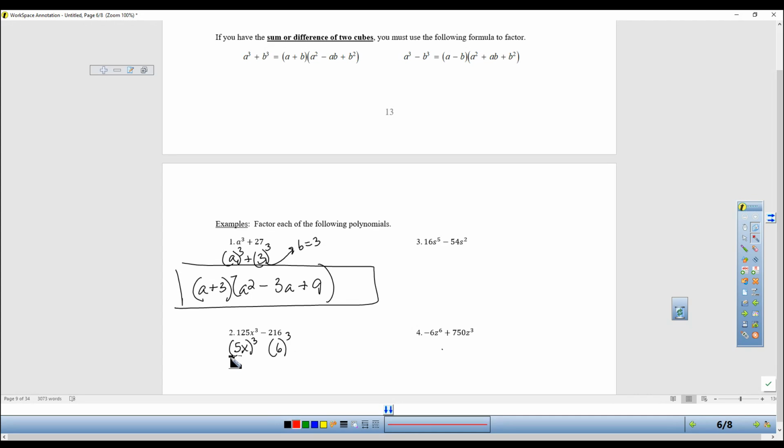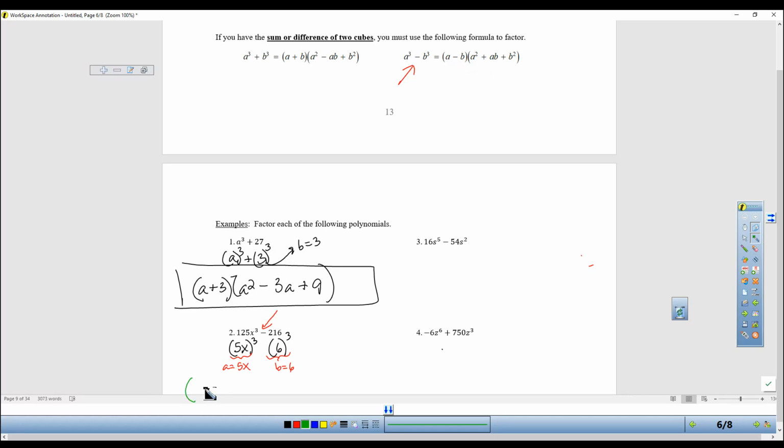So let's just call this A. A is 5x, and B is 6. Some kids are much more successful when they actually label it A and B, because that's how the formula is labeled. Now I do want to use this formula because this one has the minus and this has the minus. So now I know I need to use the second formula, and I'm literally just going to plug it in.